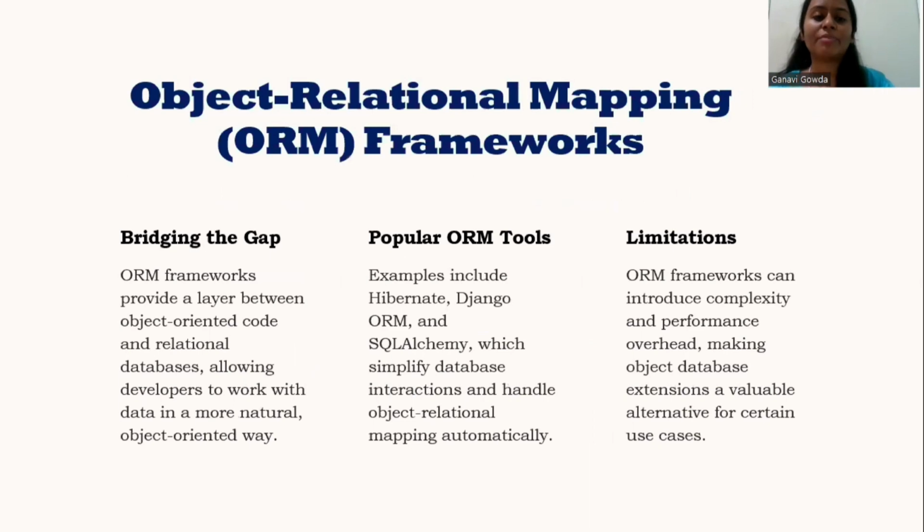Object relational mapping frameworks. The ORM frameworks provide a layer between object-oriented code and the relational databases, allowing developers to work with the data in a more natural object-oriented way. Popular ORM tools include Hibernate, Django ORM, and SQLAlchemy, which simplify database interactions and handle the object relational mapping automatically. Limitations: the ORM frameworks can introduce complexity and performance overhead, making the object database extensions a valuable alternative for certain use cases.